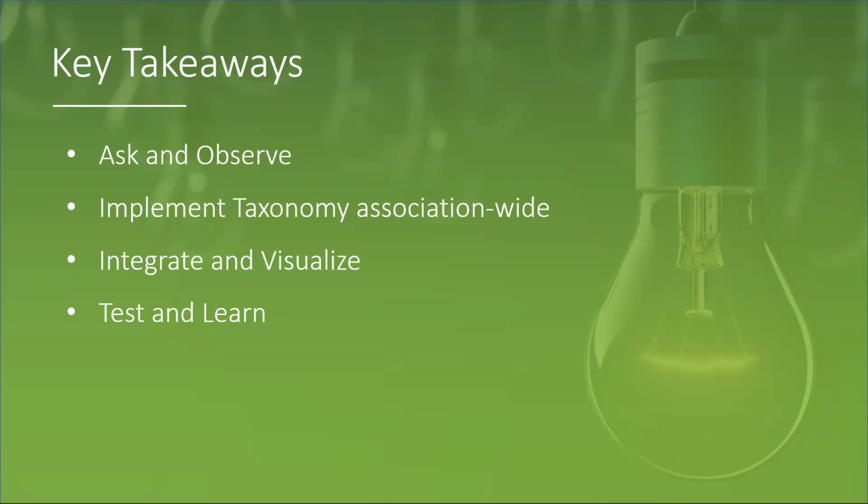Taxonomy has to be association-wide, and that's something that's really important. It's going to be difficult to get value out of any of this if you don't have that taxonomy, or at least some rudimentary form of it in place. Integrate the data, visualize it if you can, and really experiment, test and learn. Once you have these other things in place, it's going to give you the tools to evaluate performance of any content that you put out there, and be able to make those decisions fast and with confidence, so you can change directions if needed.